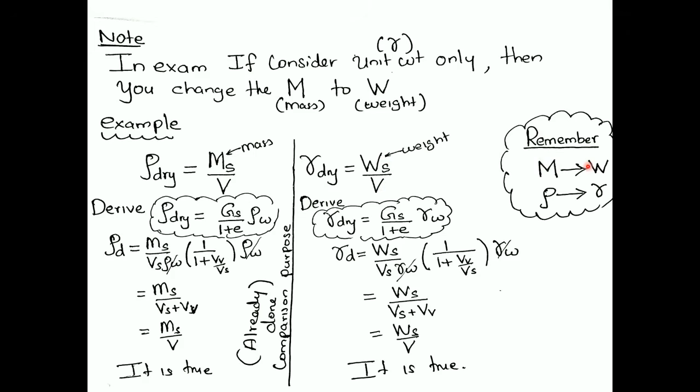Remember M, W, rho, gamma. Then rho dry is equal to GS over 1 plus E into rho W. Here gamma dry is equal to GS over 1 plus E into gamma W. In this rho D, instead of MS, use WS. Instead of rho W, use gamma W. It doesn't matter, but it is better. MS, WS or V.